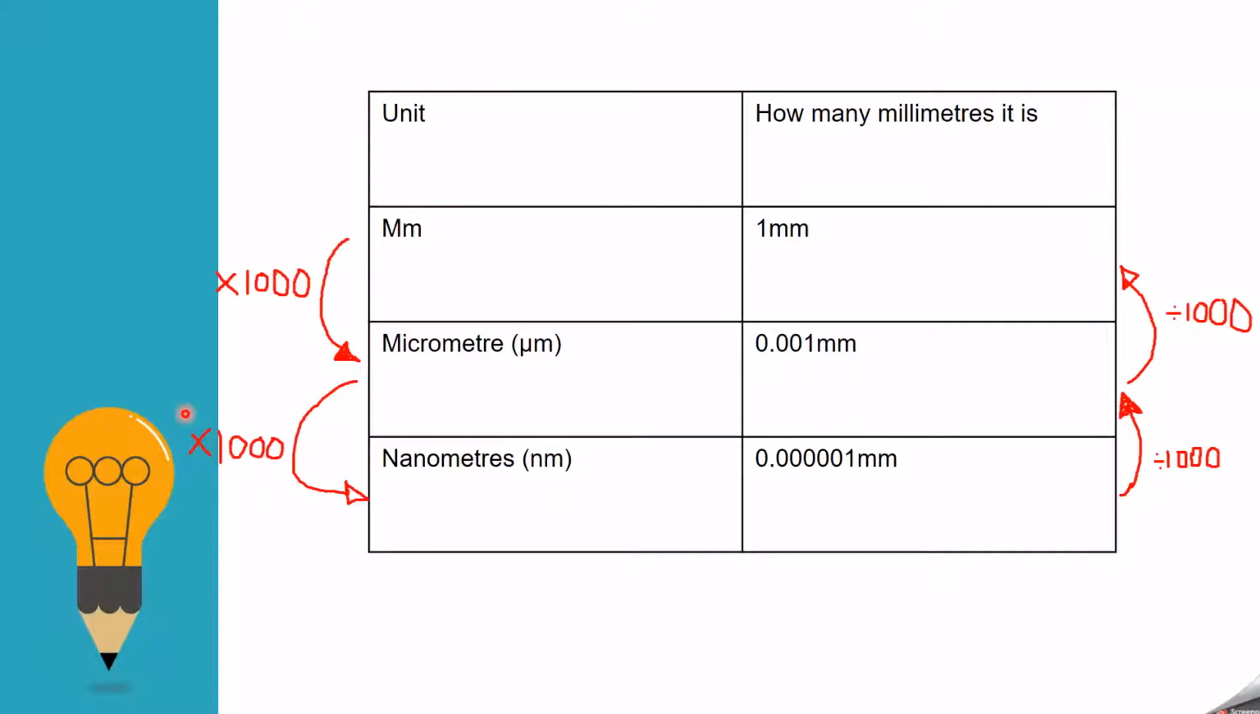I wouldn't memorize this, so I would write in the exam millimeters, micrometers, nanometers, and then times 1,000, times 1,000, and then on the side here I would just put divide 1,000, and so on and so forth, and you'll do the same for here as well, so you put that there.